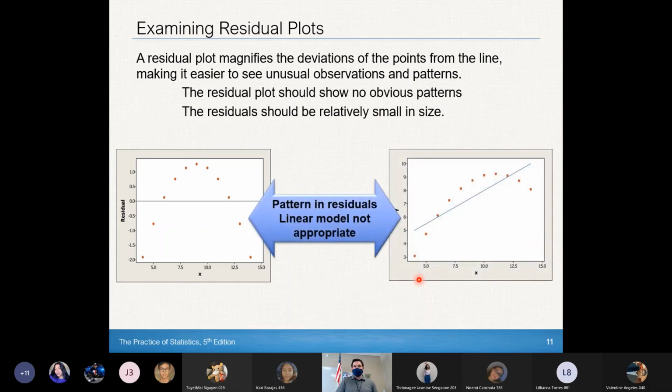These graphs show patterns in the residuals, and the linear model is not appropriate. On the left, the residual plot shows a nice parabola, and the linear model, the line of best fit here, is not a good match for our data because it is curved. It's obviously curved. So this is not the appropriate model. If a linear regression line is the appropriate model, then we should see a scattering of the points like we saw on the previous screen. There shouldn't be an obvious pattern.